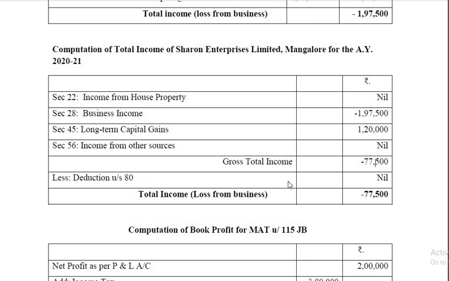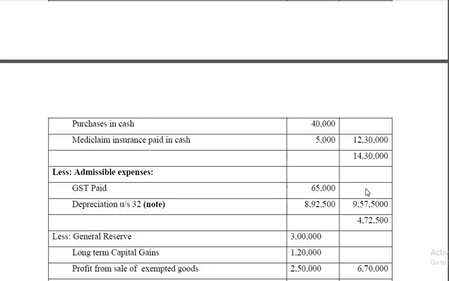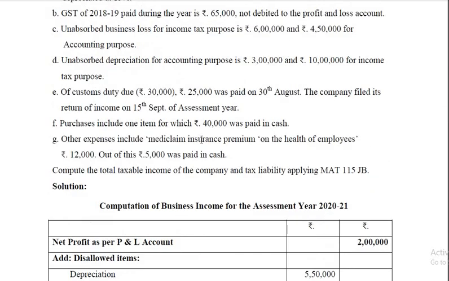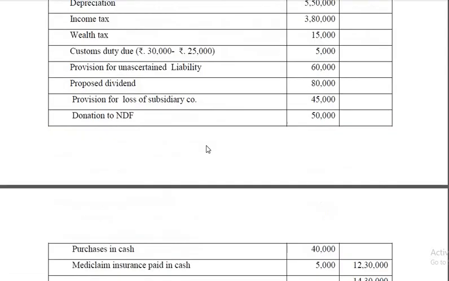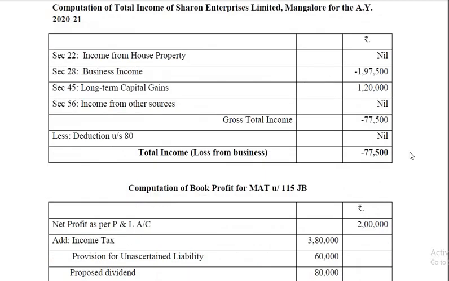And you cannot deduct here the donation to Prime Minister's National Relief Fund, I believe. Yes, donations are not there here. No problem. Okay, no deductions, and therefore nothing is deductible under section 80. Total income is minus 77,500.